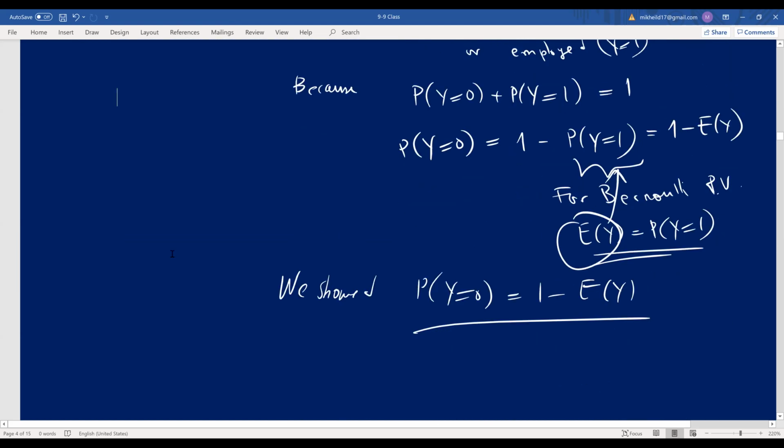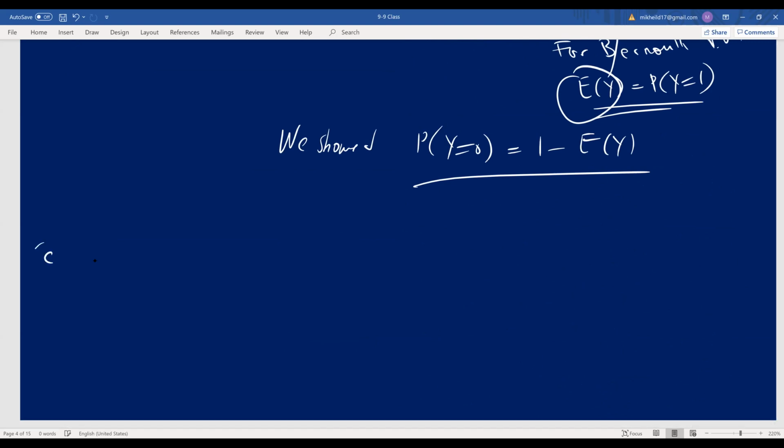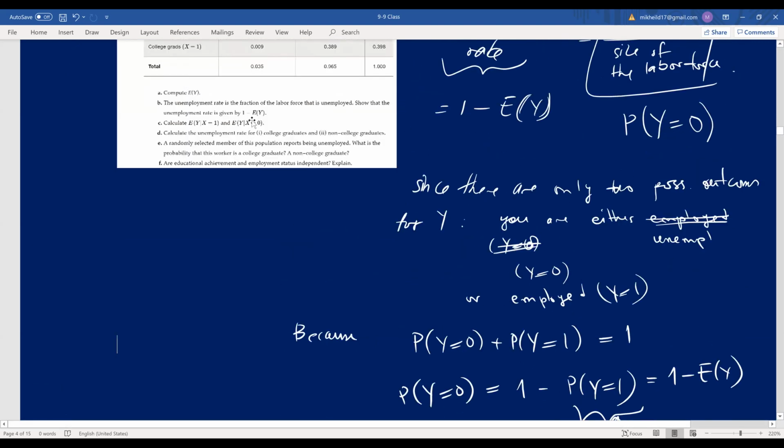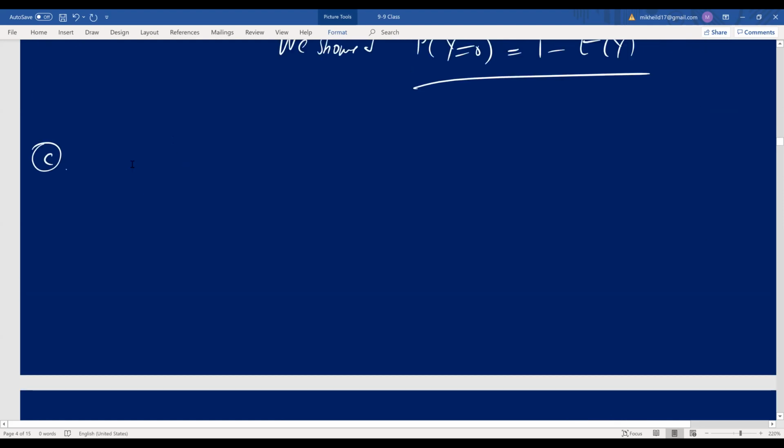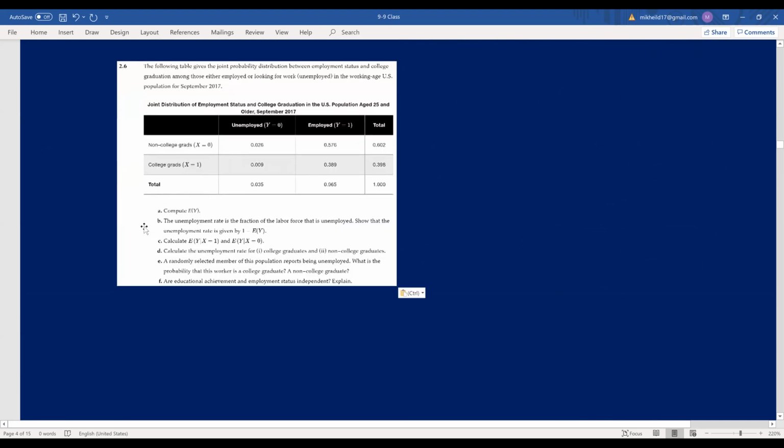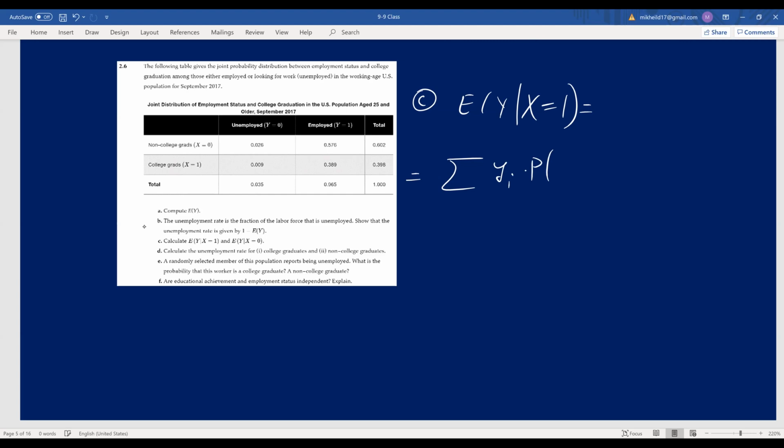Now we are asked to calculate something else. Let me copy this once again. We are asked to calculate expectation of y conditional that x equals 1. So how can you write it? It's the sum of yi times probability that y equals yi conditional that x equals 1. But i changes from 1 to what?